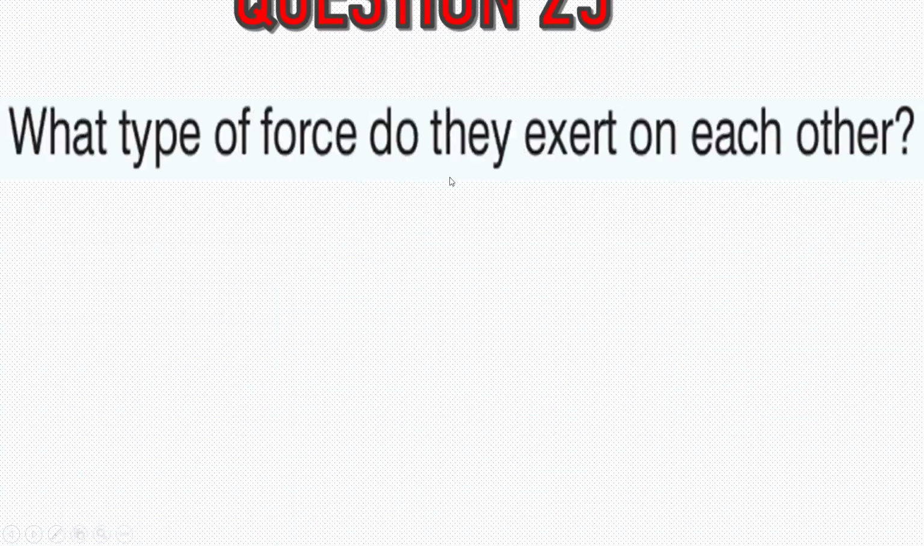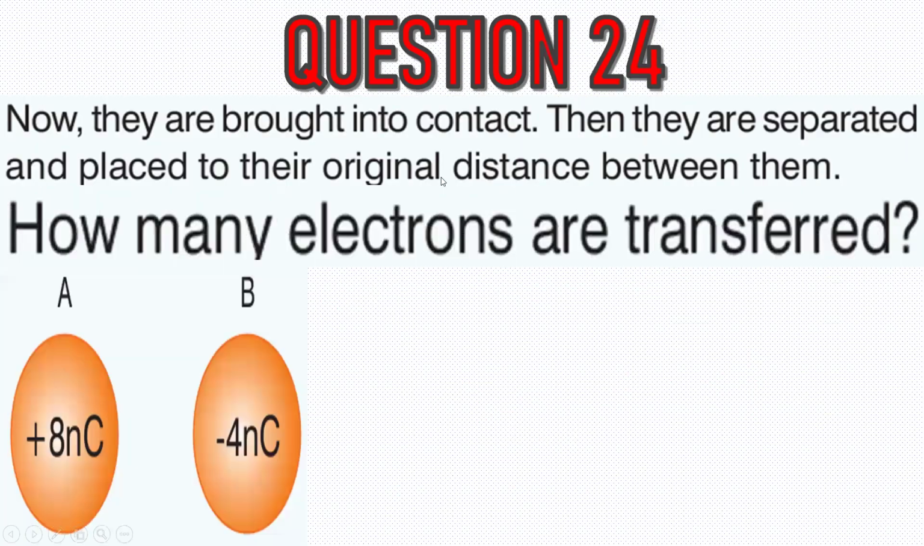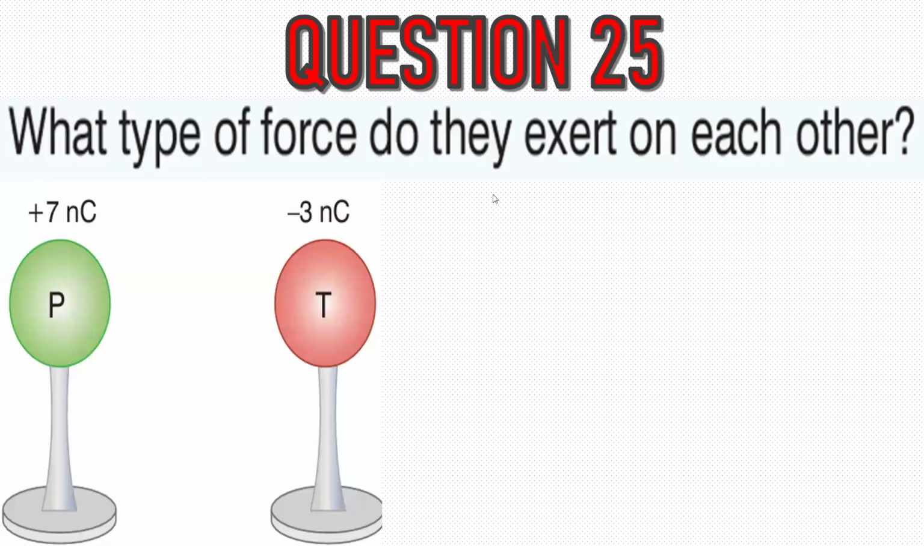So next, question 25. What type of force is there between these two? Okay. All right, we should just add our objects. All right, so the objects here are P and T now. What type of force between these two? Now you have plus 7 and negative 3. All right, negative 3 and positive 7. Please try first. What kind of force do we have?